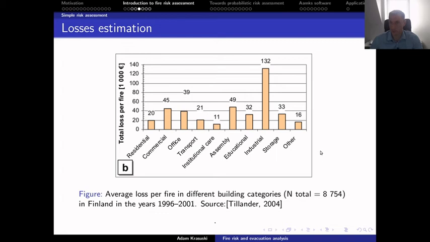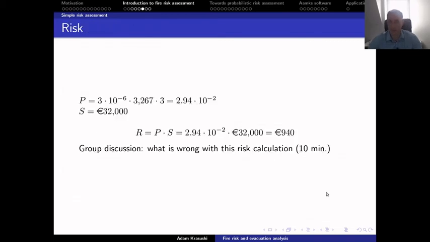Now it seems that we have each of the values needed for the calculation of the risk. So we have the probability per square meter, 3 times 10 to the power of minus 6, times the area of one floor, times the number of floors. So the probability that fire ignites in this building per year, what is important, is 2.94 times 10 to the power of minus 2.